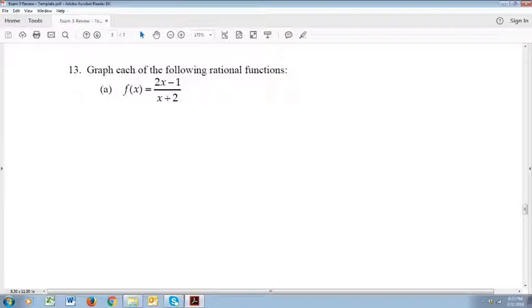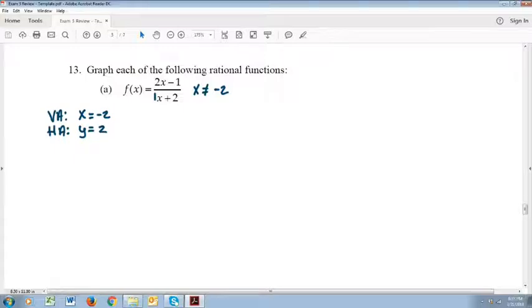So first of all, we want to find our asymptotes. Notice x can't be negative 2 here, so that's our restricted value, and that's where we're going to have our vertical asymptote. Notice this one is balanced. The degree of the numerator and denominator is 1. So we're going to use the coefficients 2 and 1. 2 over 1 is just 2, so y equals 2.